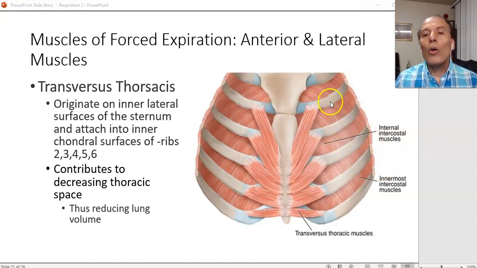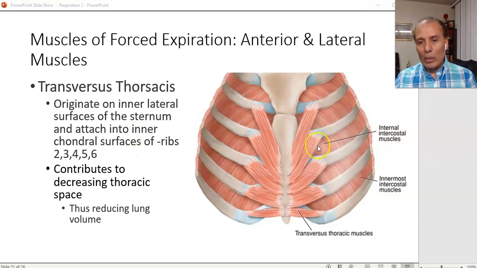the thorax. So the transversus thoracis, the segments originate on the inner lateral surfaces of the sternum, the body of the sternum, and they course superiorly and attach into the chondral segments, the cartilage segments of ribs, number 2, 3, 4, 5, and 6. So we notice we did not involve number 1. So you get ribs number 2, 3, 4, 5, and 6.